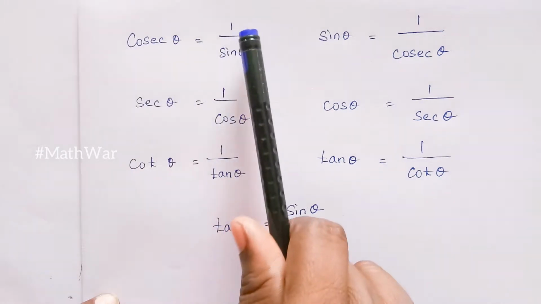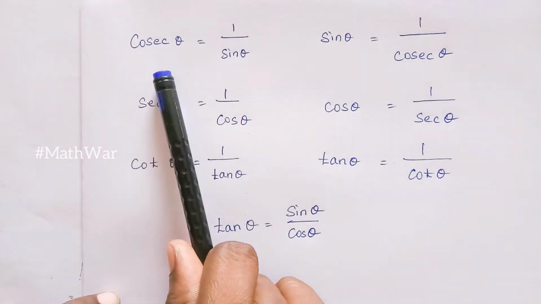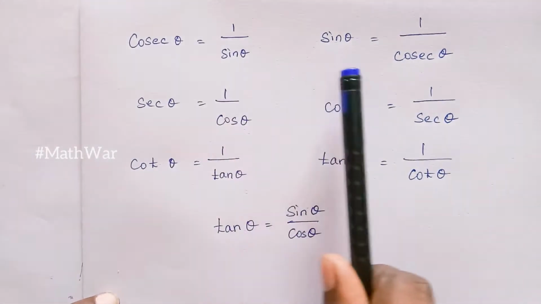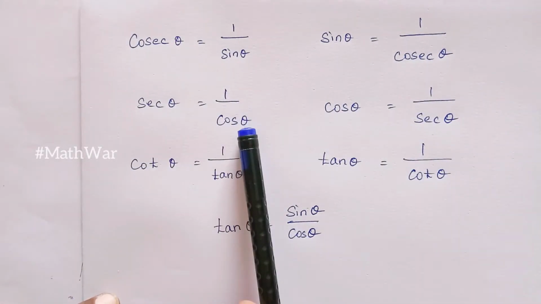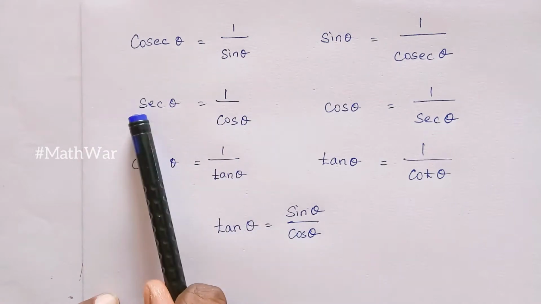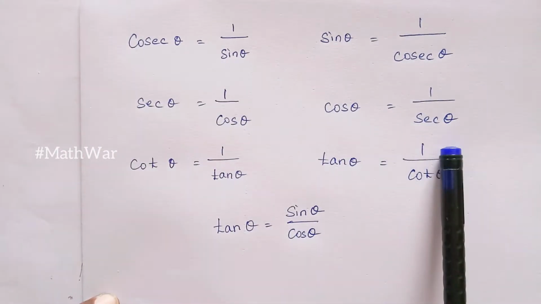Cosecant theta is equal to 1 by sin theta. That is, cosecant theta is the reciprocal of sin theta. The other way, sin theta equals 1 by cosecant theta. Secant theta equals 1 by cos theta, that is the reciprocal of cos theta. Then cos theta equals 1 by secant theta.